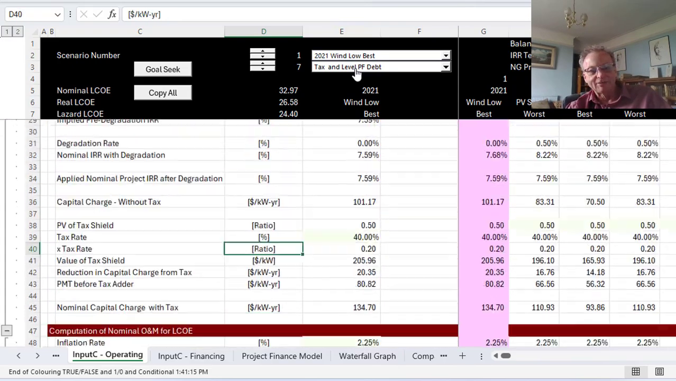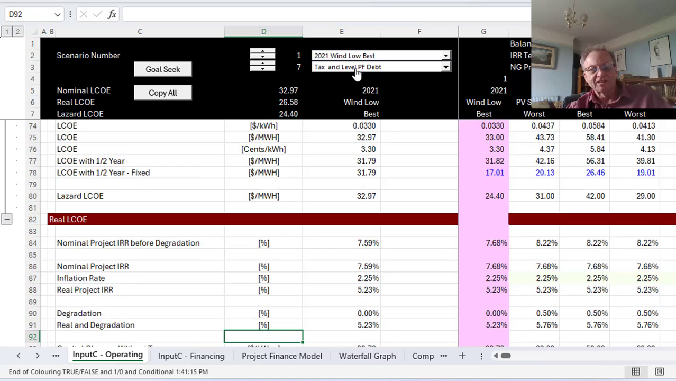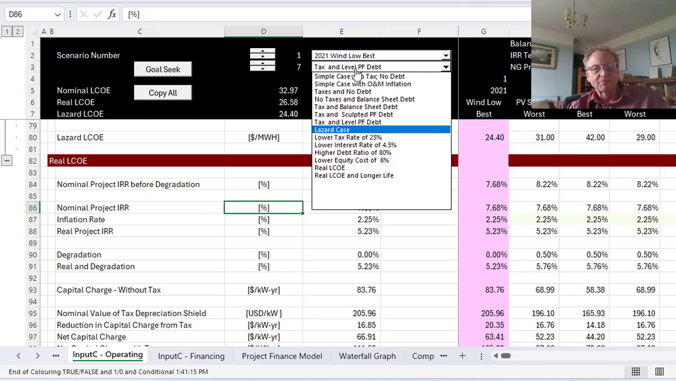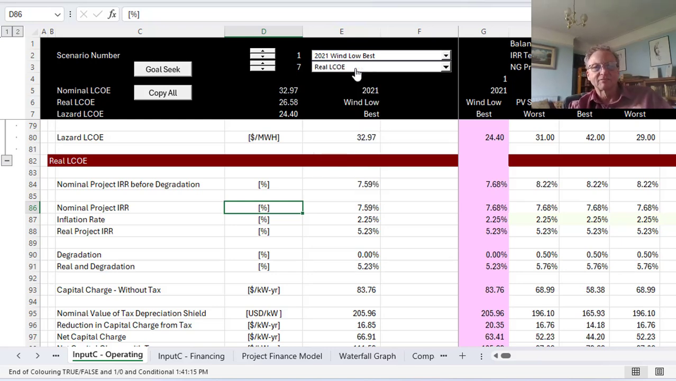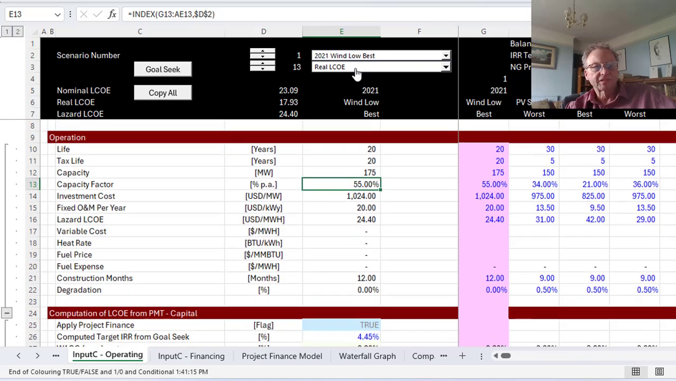Now, if we go through the kind of the last thing I want to do is talk about this real IRR, and the way the real IRR works. Perhaps I'm going to go all the way down to this thing that says real LCOE. Now, when you do the real LCOE, all you do is you take, just a minute. So let's just make sure I'm using a 20-year life. I'm using all the same kind of things.